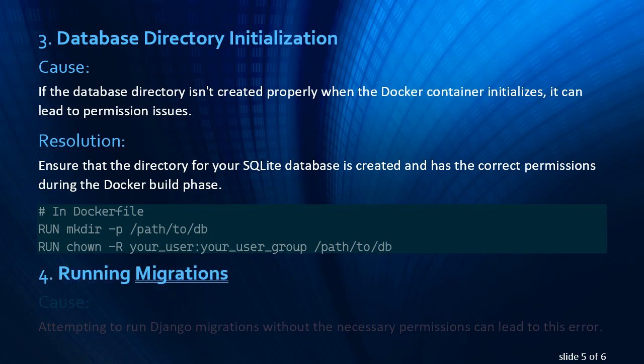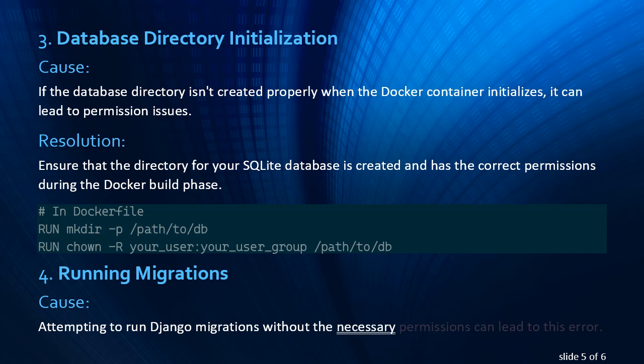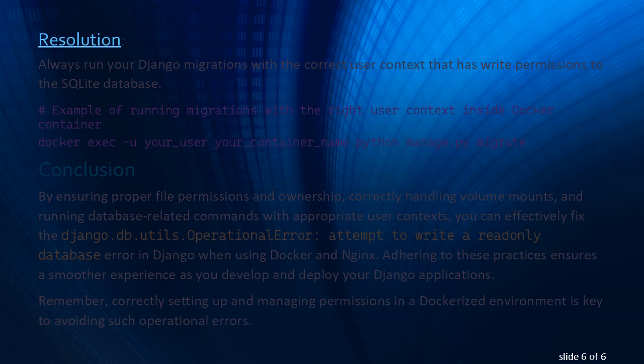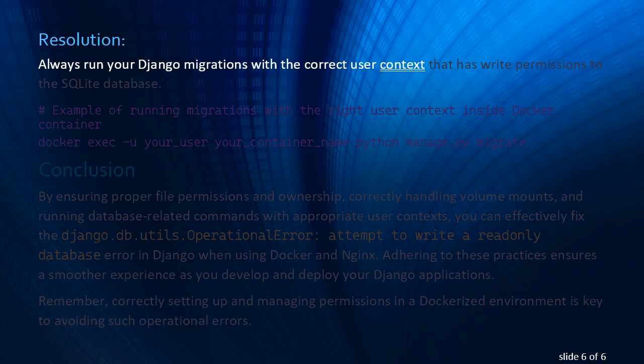4. Running migrations. Cause: Attempting to run Django migrations without the necessary permissions can lead to this error. Resolution: Always run your Django migrations with the correct user context that has the right permissions to the SQLite database.